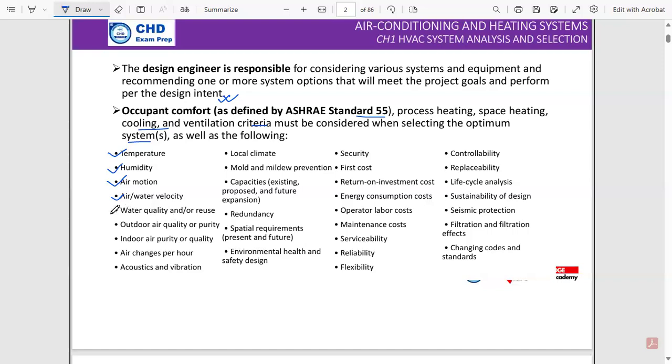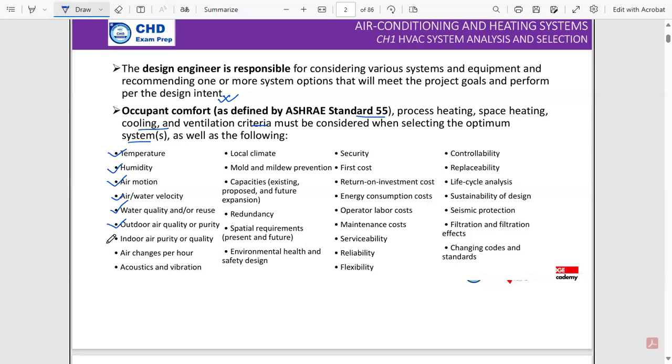Water quality and reuse, obviously, can have a focus on this. Outdoor air quality is important. Let's say if you're having a project in a very polluted area, there must be special concerns. So that needs to be remembered.